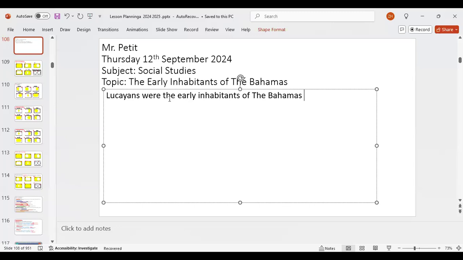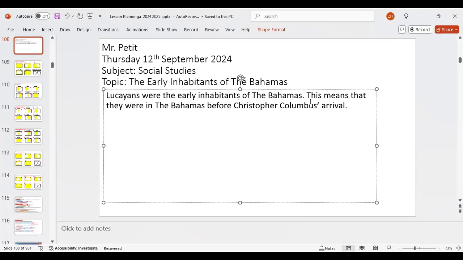Have a good night. The Lucayans were there before Christopher Columbus, right? Yes or no? Yes, sir. So this means that they were in the Bahamas before Christopher Columbus' arrival. In fact, Christopher Columbus met them here, right? Yes, sir.